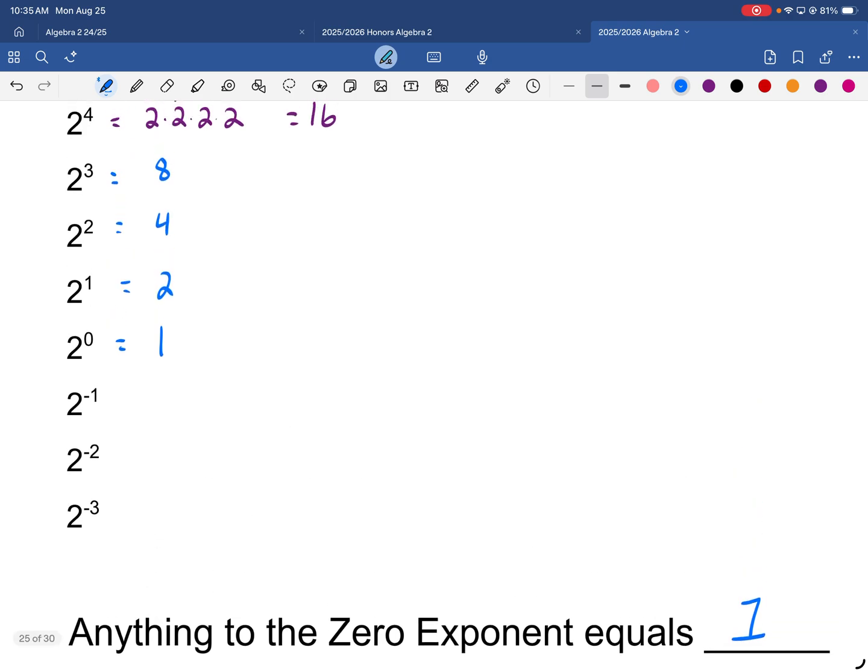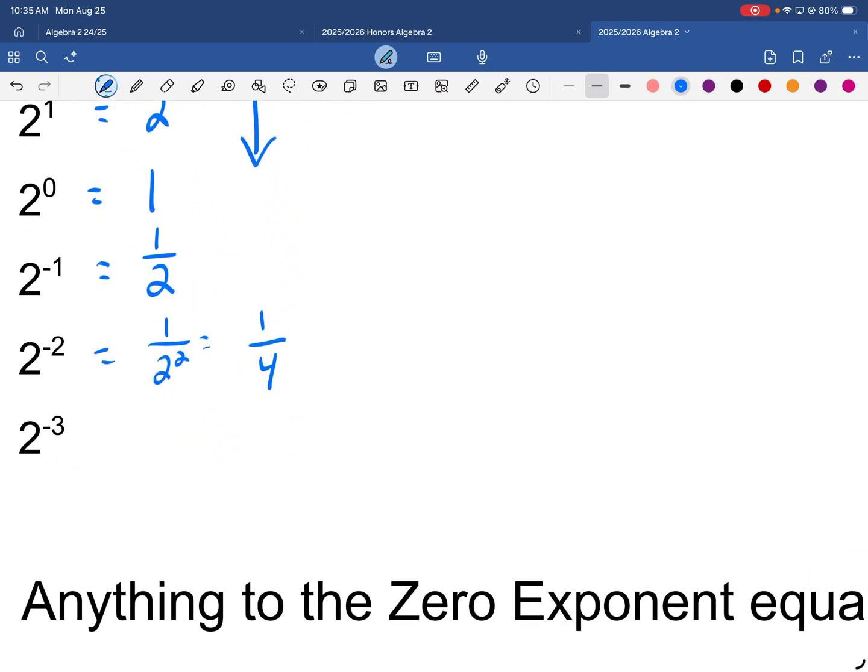So if we go back to this, what do you notice going down in that direction? What's happening? It's going down by half, right? So what would you think 2 to the negative 1 is going to be? It's going to be 0.5, or let's write it as a fraction, 1/2. 2 to the negative second is really going to be 1 over 2 squared, which is 1/4. And 2 to the negative third power is 1 over 2 to the third, or 1/8.